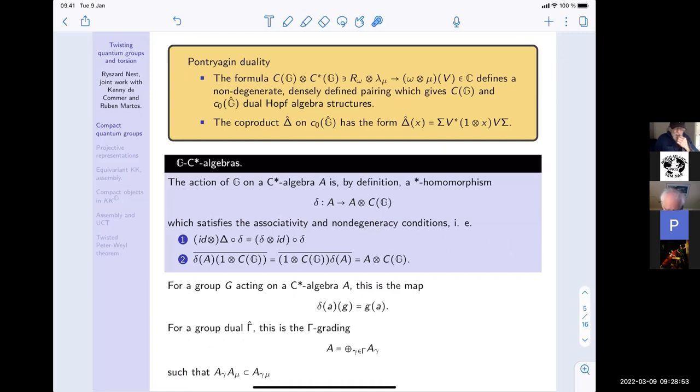So given two elements, using this unitary V, take the tensor product and map it to omega tensor mu evaluated on V. So this is a map from a dense subset here to C. And this actually exhibits a dense subset of C of G as dual of a dense subset of C star G and vice versa. And this really corresponds to a Pontryagin duality, right? So product on C of G produces coproduct on C star G, and coproduct on C of G produces product on C star G. So it's a really perfect version of Pontryagin duality.